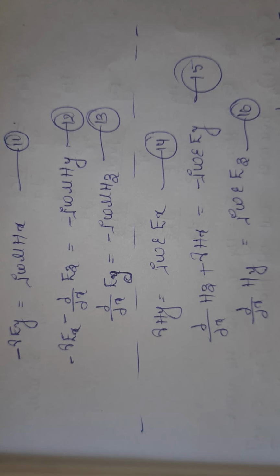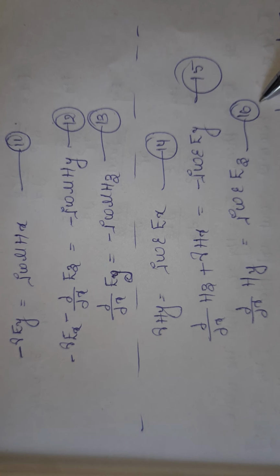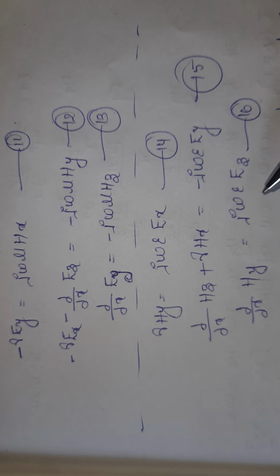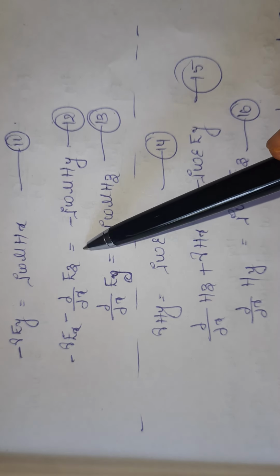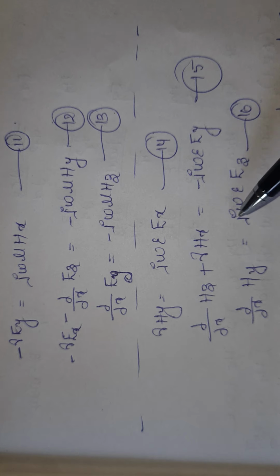In the last session we got the field component derivations, Ex and Hx. Now we are going to derive Ey and Hy. In the last session we derived equations 11, 12, 13, 14, 15, 16 and so on. We got the Ez expression, Ex and Hx.